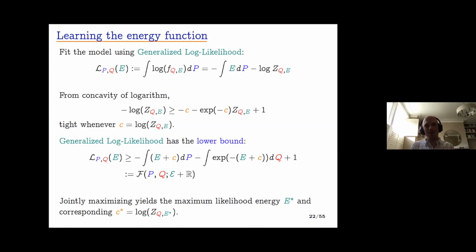When we maximize jointly over E and C, then we're going to get our maximum likelihood estimate of the energy, E star, and the log partition function, C star. And at the optimum, if P and Q actually did have densities with respect to the Lebesgue measure, and if the ratio of P to Q is well defined, then this C star would just be the negative log of the ratio of P to Q. But of course, here, Q and P might be disjoint, the ratio might not be defined, and so we have to be a little bit more cautious here.